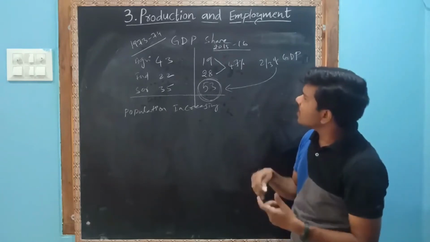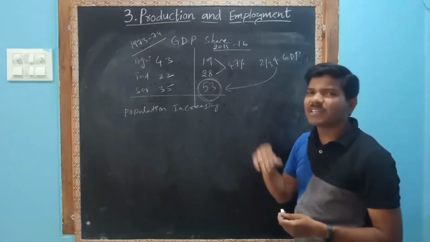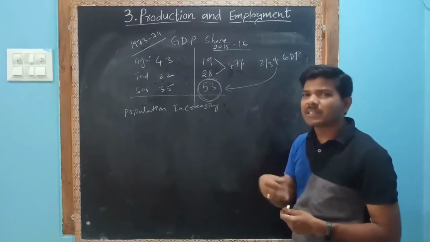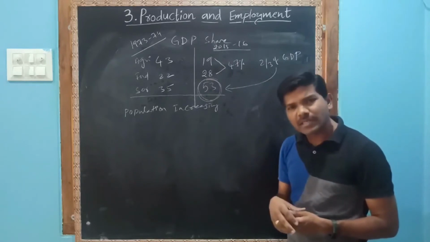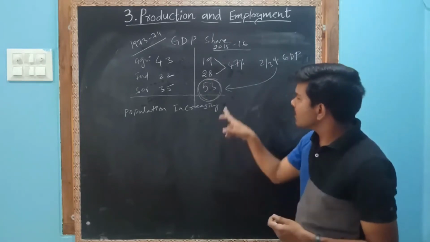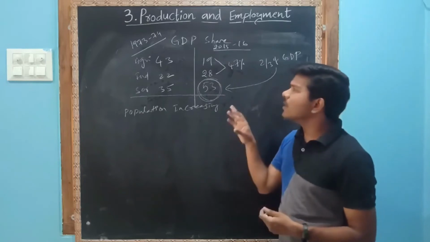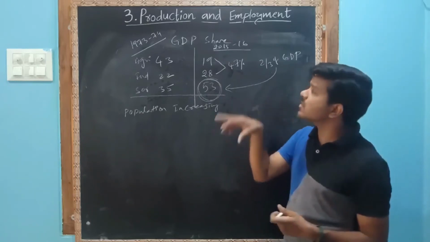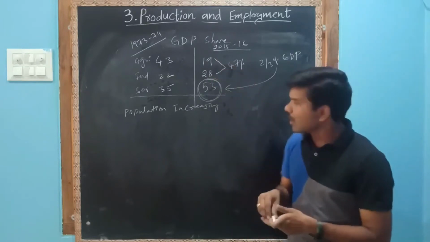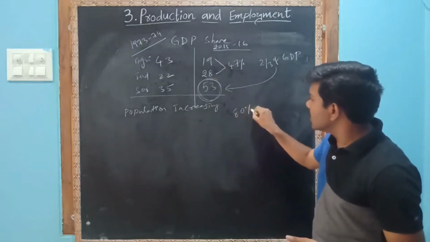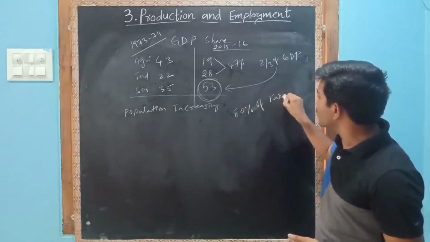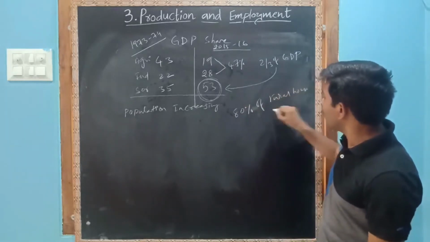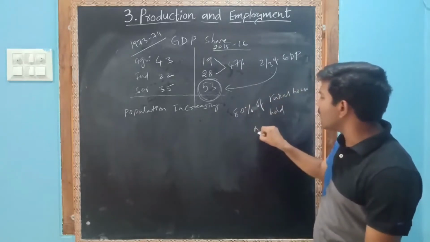Sir, what are you saying, sir? Agriculture percentage is decreasing, sir. If nobody does agriculture, what will we do? That's the correct question. But you have to remember that still now 80% of rural households still depend upon agriculture.